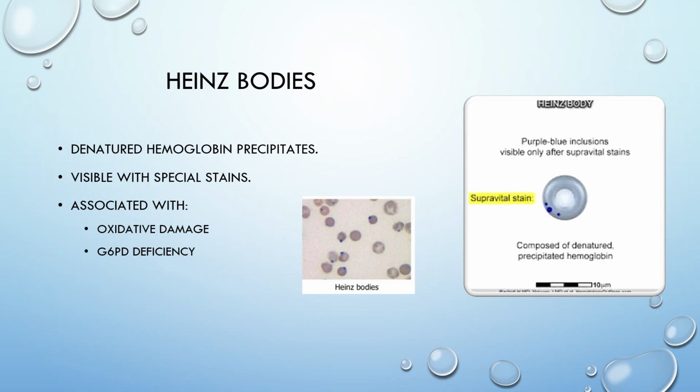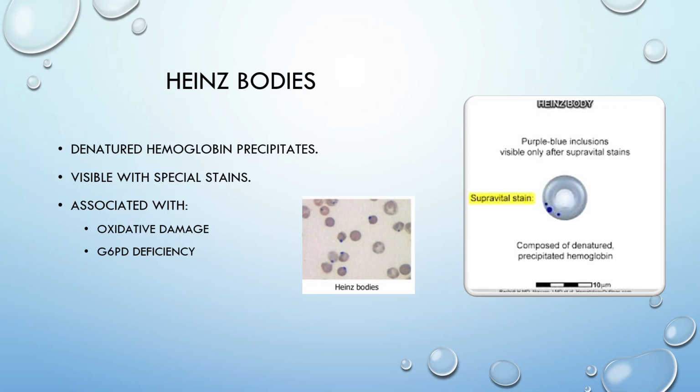Next we come to Heinz bodies, which represent a very different type of red blood cell inclusion. Unlike the inclusions we've discussed so far, Heinz bodies are composed of denatured hemoglobin that has precipitated inside the red blood cell. In other words, the hemoglobin protein has become damaged or structurally unstable, causing it to clump together within the cell. This damage most often occurs due to oxidative stress inside the red blood cell.